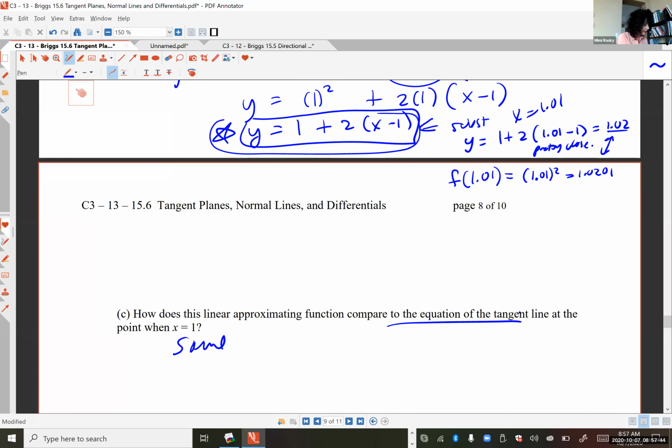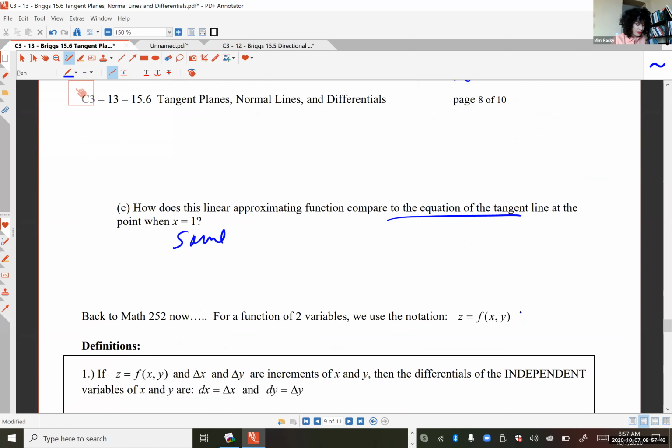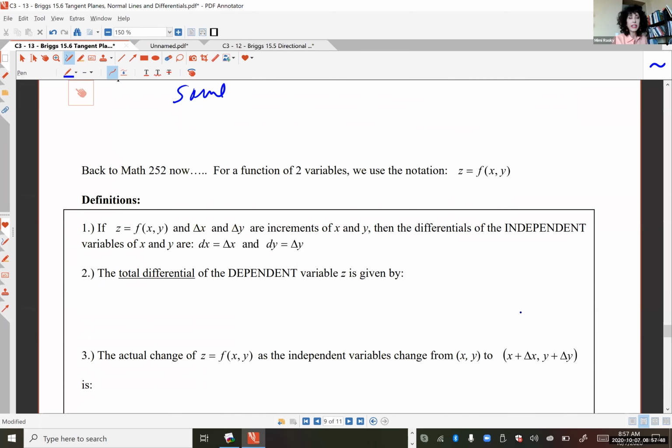Is it the tangent line? Yes, it's the same. So back to Math 252. So the analogous differentials in Math 252. Let me just walk you through it, talk you through it before we do it.